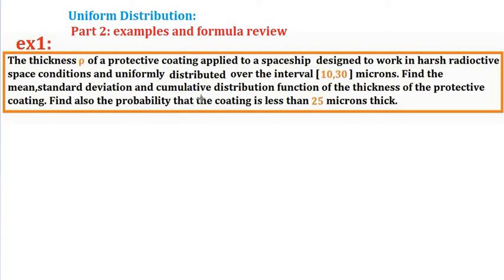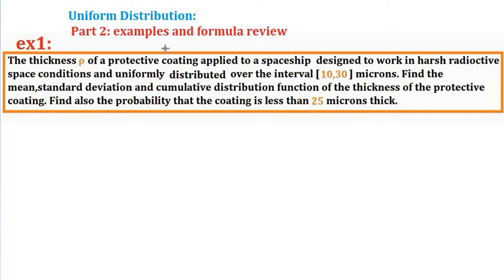Example 1. The thickness rho of a protective coating applied to a spaceship designed to work in harsh radioactive space conditions is uniformly distributed over the interval 10 to 30 microns. Find the mean, standard deviation, and cumulative distribution function of the thickness of the protective coating. Find also the probability that the coating is less than 25 microns thick.